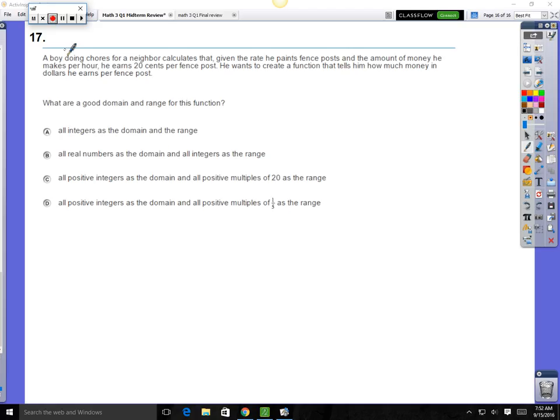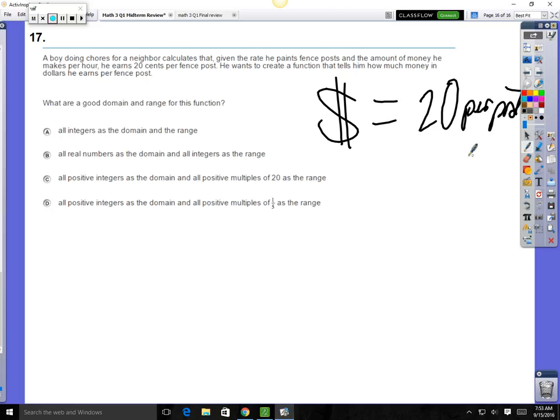Okay, last one. A boy doing chores for a neighbor calculates that given the rate he paints fence posts and the amount of money he makes per hour, he earns 20 cents per fence post. He wants to create a function that tells him how much money in dollars he earns per fence post. So the money he earns is equal to 20 cents per post. Okay, 20 cents. That's got to be 0.20.